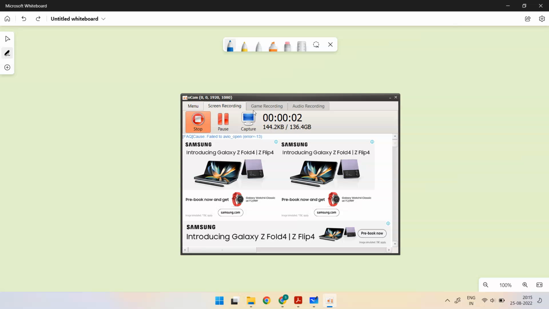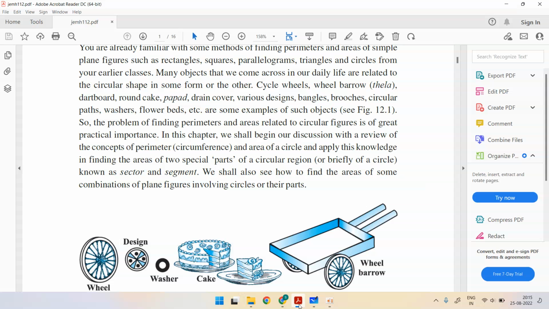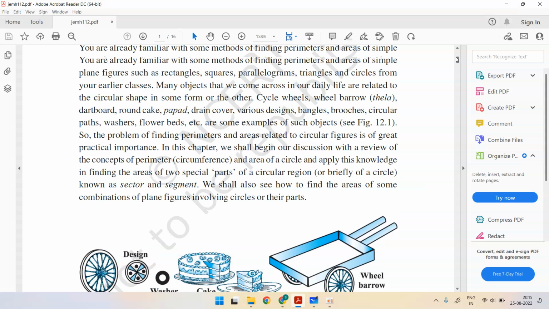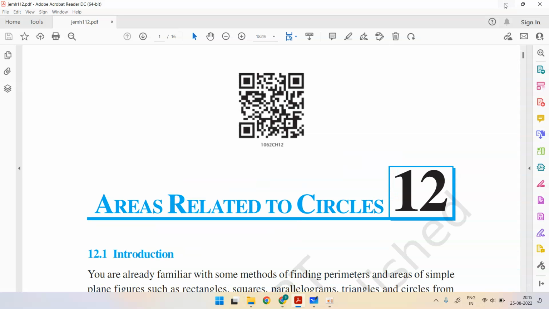Good morning, students. In the last lecture, we completed the volumes chapter. Now, from this lecture and the lectures after it, we will be covering the topic areas related to circles. This is Chapter 12 of Class 10th NCERT. You already know the basics of a circle. Let's brush it up.